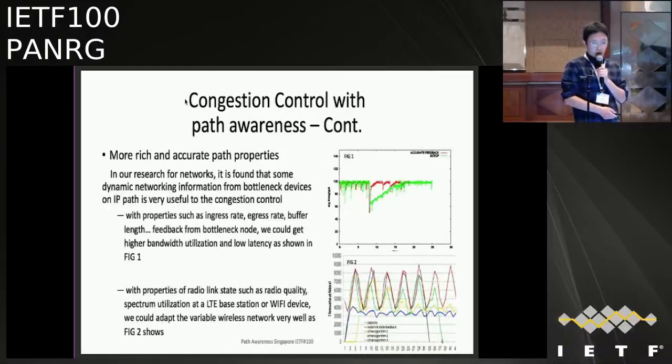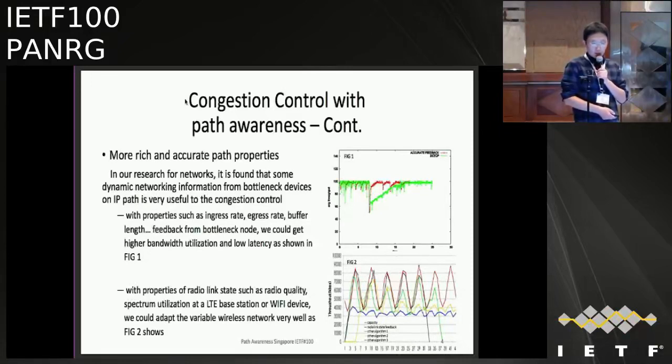In our research for networks, it is found that some dynamic networking information from a bottleneck device on the path is very useful to congestion control. With properties such as ingress rate, egress rate, buffer length, feedback from the bottleneck node, we could get a higher bandwidth utilization and low latency as shown in Figure 1. In Figure 1, we can see the accurate feedback method, the red line, could occupy the available bandwidth much faster than the legacy method.